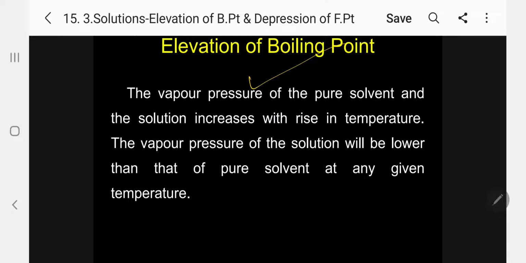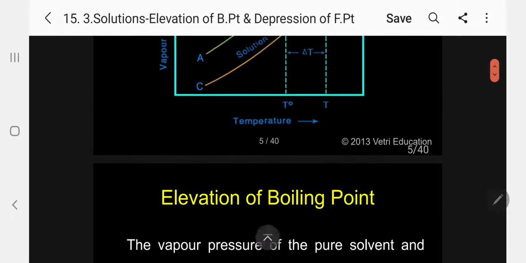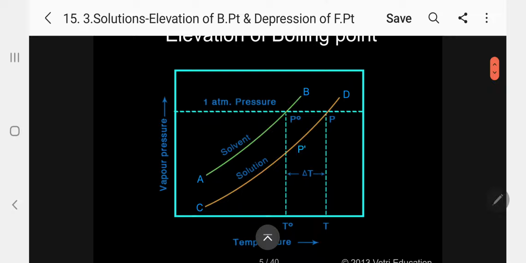Now, the vapor pressure of pure solvent and the solution increases with increasing temperature. Both solvent and solution, A, B and C, D, increase with increasing temperature. The vapor pressure of the solution will be lower than that of the pure solvent at any given temperature, which you can see here in the diagram. Kindly follow. Take any temperature, say temperature 1: the vapor pressure of the solution is always lower. Take T0, or anywhere, the vapor pressure of the solution is always lower.